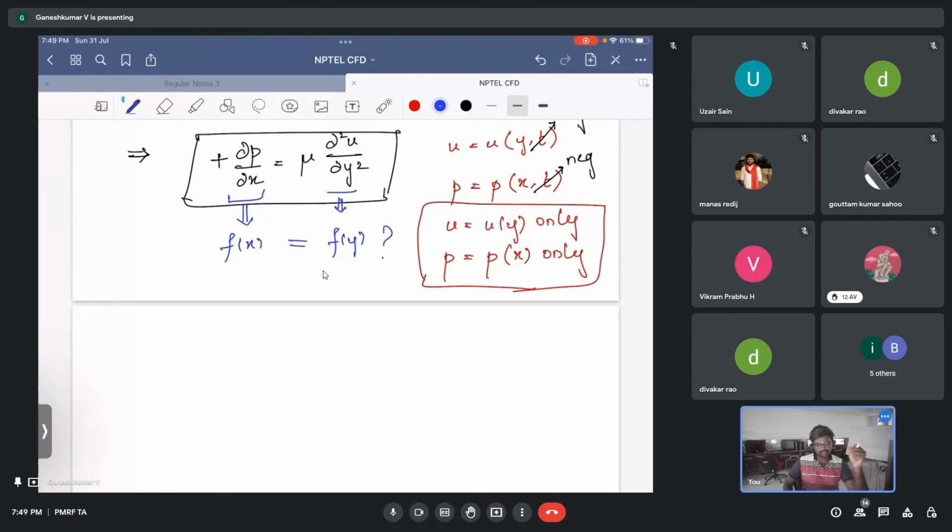But if both the functions are the same, what does it mean? What kind of function could it be? You are telling this is a function of x and this is a function of y. x and y are two independent variables. x doesn't depend on y, y doesn't depend on x. But the function is coming to be the same. So when is this possible?